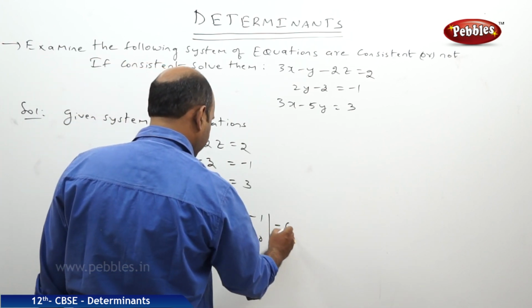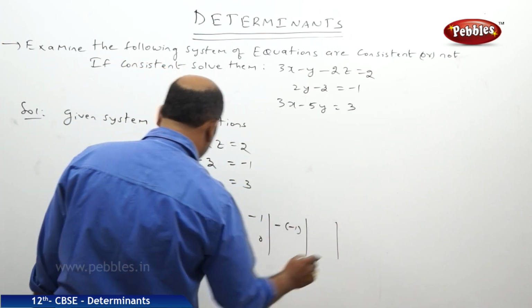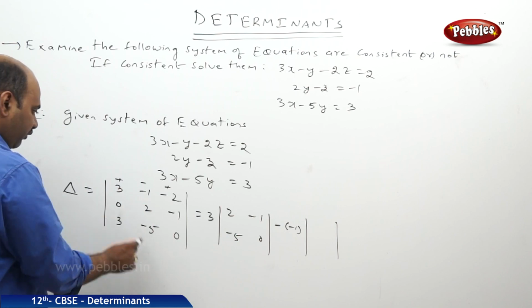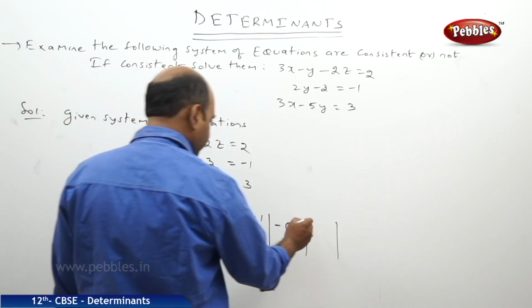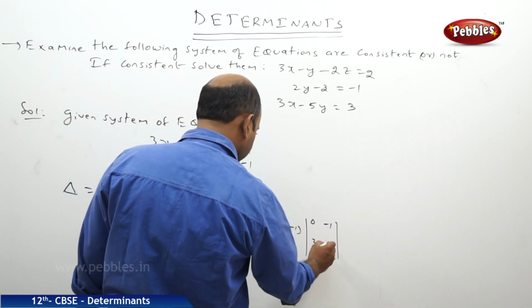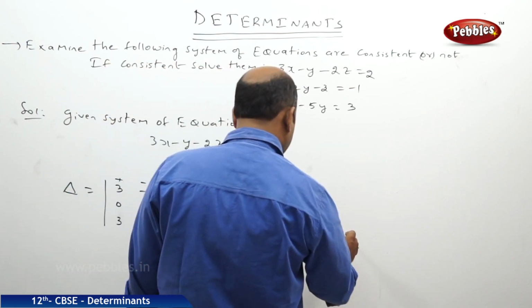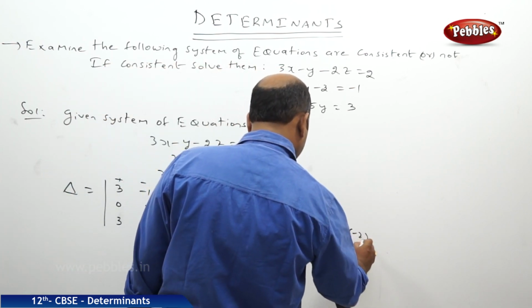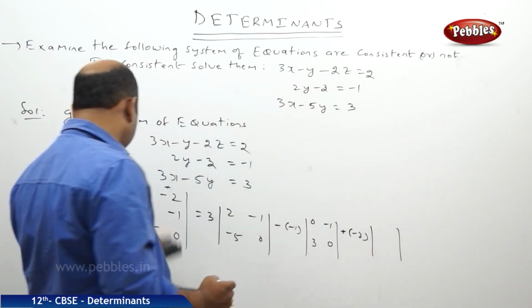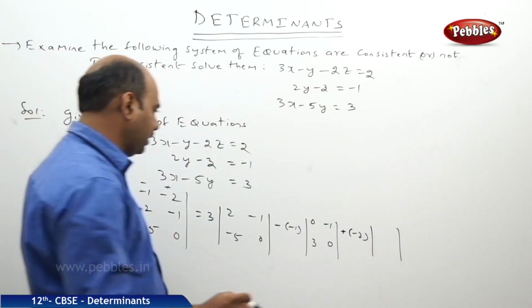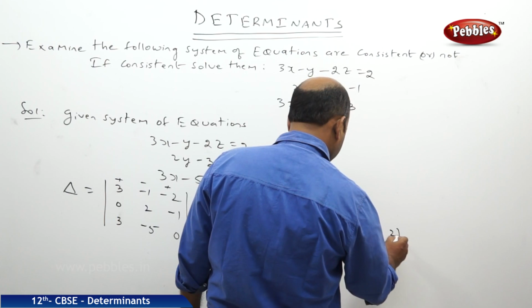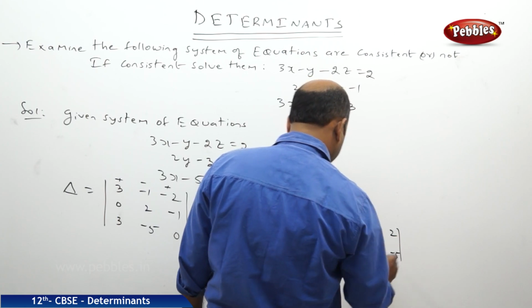Later what happens? Minus of minus 1 into its minor. What is its minor? If you observe carefully, 0, minus 1, 0, minus 1, 3, 0. And later plus minus 2 into its minor. Minus 2 into its minor means 0, 2, 3, minus 5.